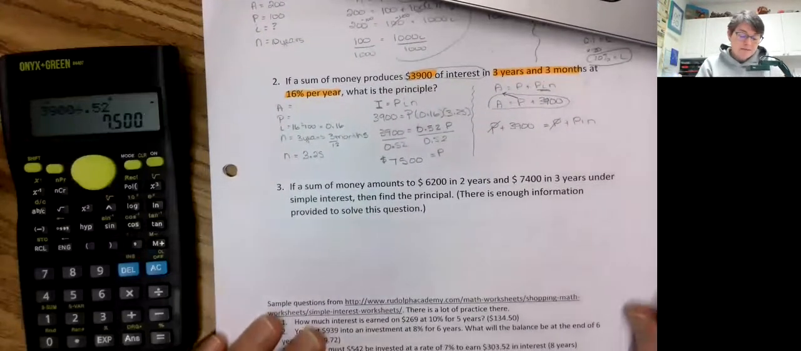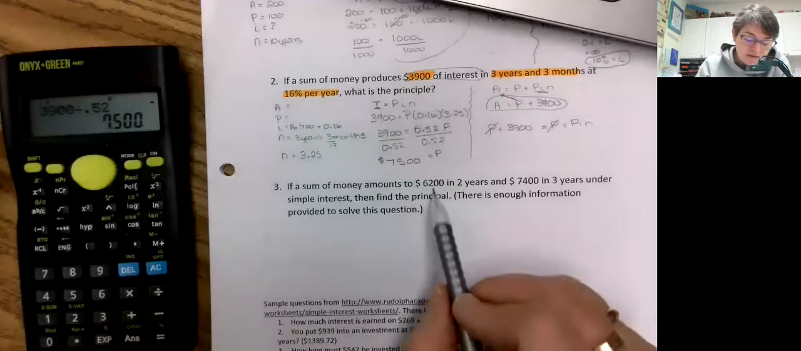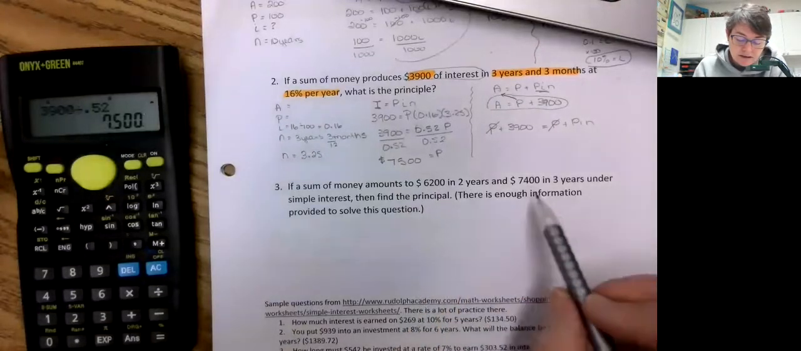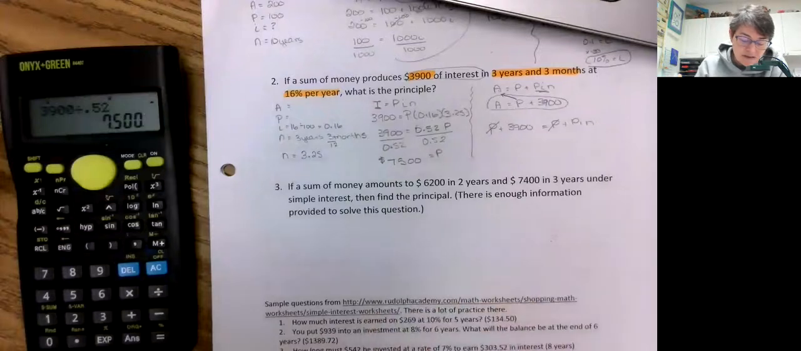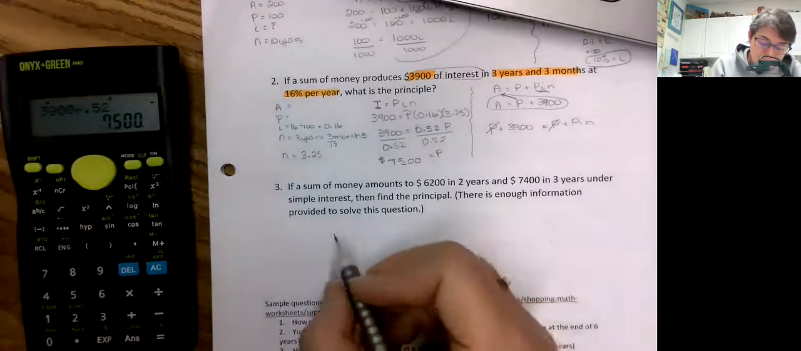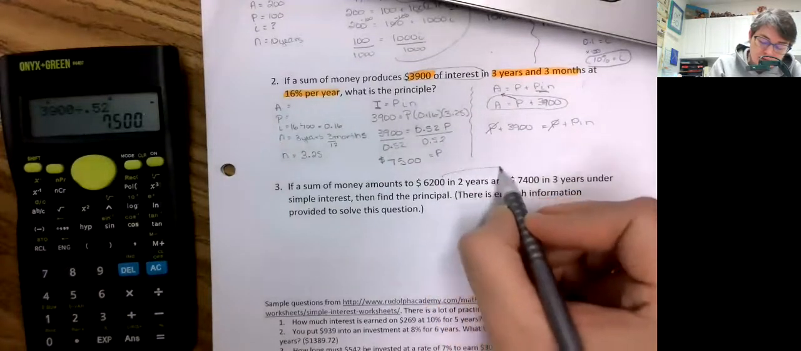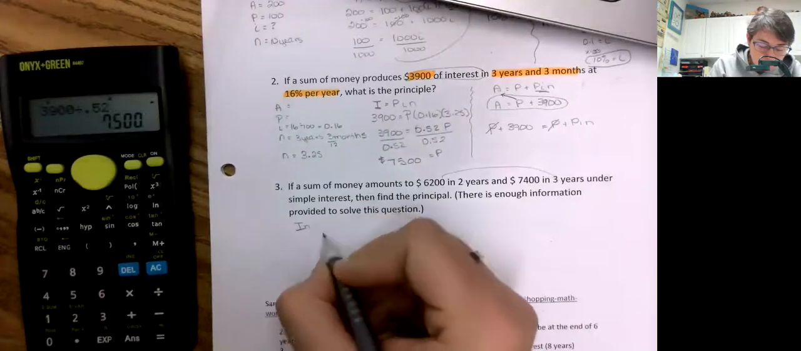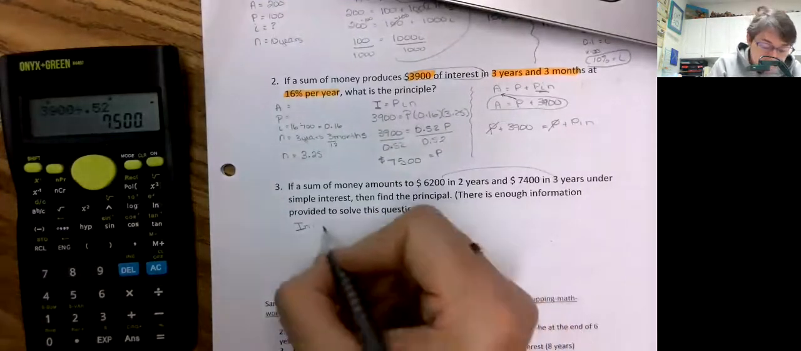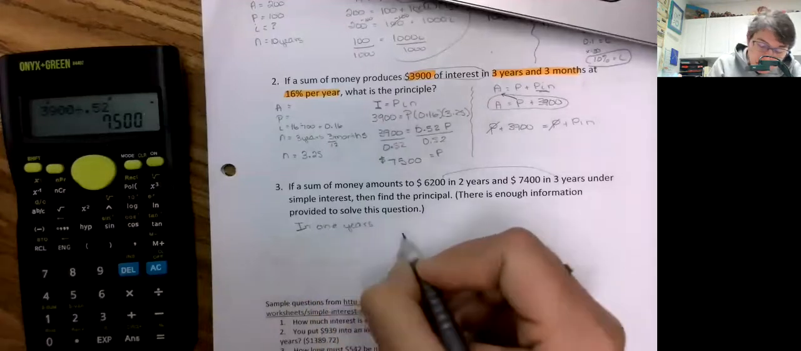All right. Now, number 3, if the sum of money amounts to $6,000 in 2 years and $7,400 in 3 years, under simple interest, find the principal. Well, I look at this and go, not sure there's a formula for this yet. This might just be a reasoning.